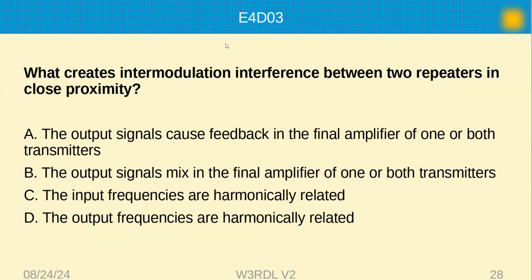I don't know if the question is still in there where you actually have to figure that out. It was a tough one. What creates intermodulation interference between 2 repeaters in close proximity?